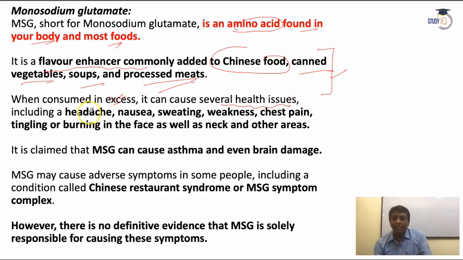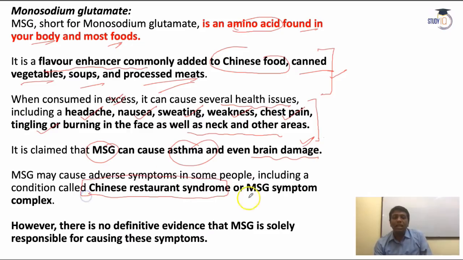You have a headache, nausea, sweating, weakness, chest pain, tingling or burning in the face as well as the neck and other areas. MSG can cause asthma and even damage your brain. Chinese restaurant syndrome, it's a disease, guys. Those people suffer with this. That is also called the MSG symptom complex. So these are the syndromes.